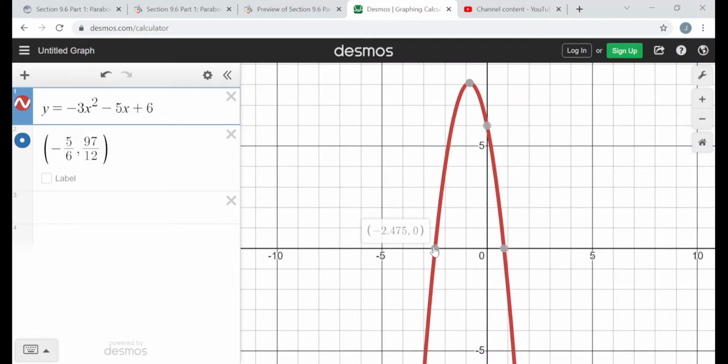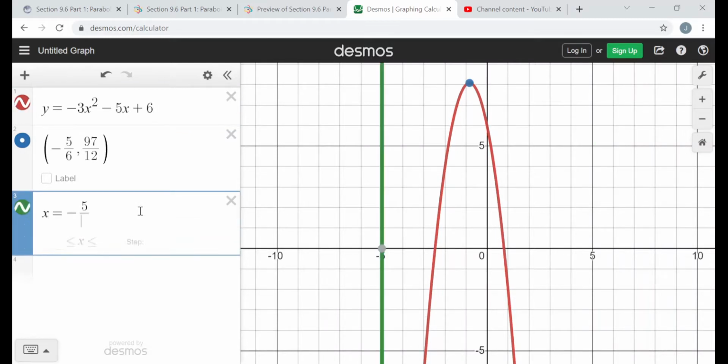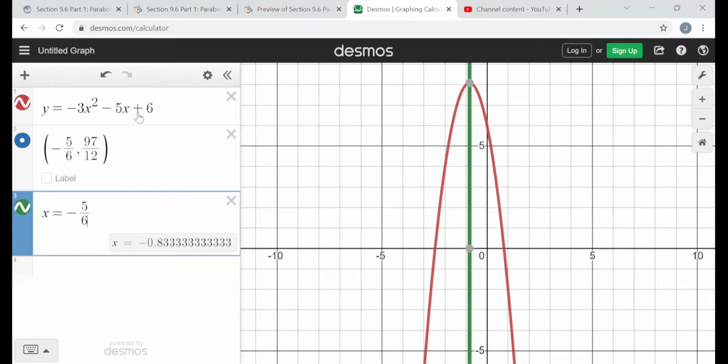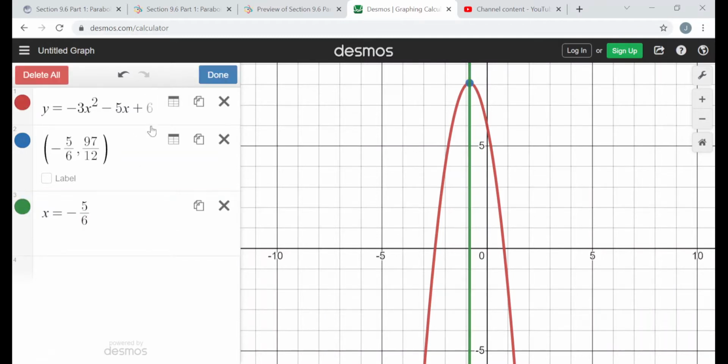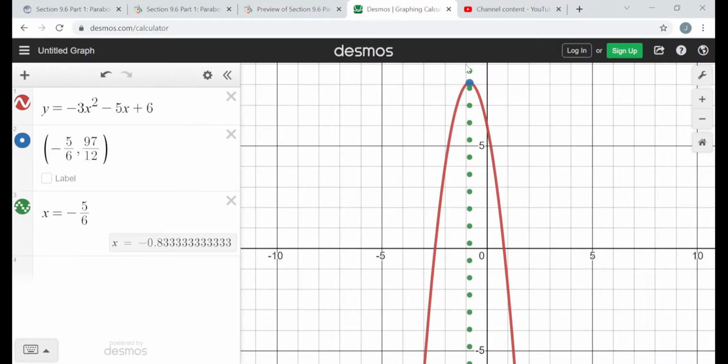All right. And let me put up the axis of symmetry as well. X equals negative 5/6, and I'll make it a dashed line because it's not actually part of the parabola here. Let's make it a dotted line, and there you go. All right. See that green line? That's cutting through the middle of the parabola here, cutting through the vertex. X equals negative 5/6. That was that negative b over 2a.